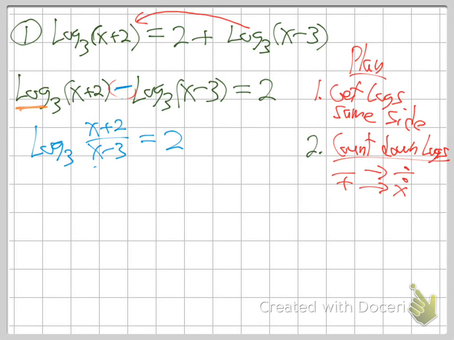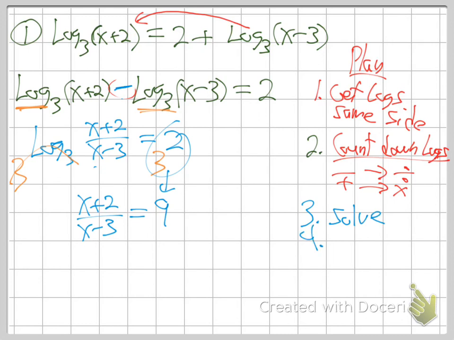So I went from 2 logs to 1 log. Next line, I want no log at all. So how do I get rid of this log? Base 3, both sides. Perfect. And then it just cancels that out, because powers are the opposite of logs. I think you know that quite well at this point. So then, what does that leave us? x plus 2 over x minus 3 is 3 squared, 9. Count down the logs. So now we've got no more logs. Now step 3 is just solve, and then step 4, check.